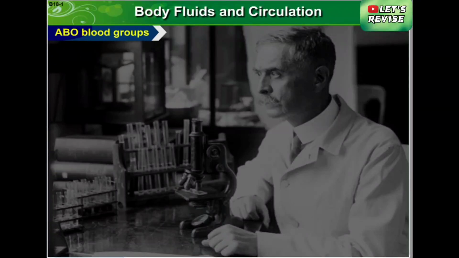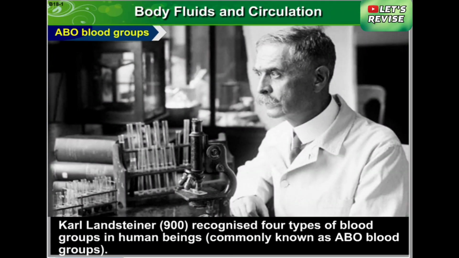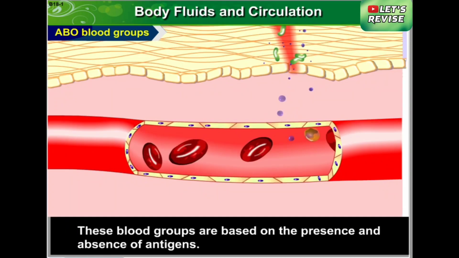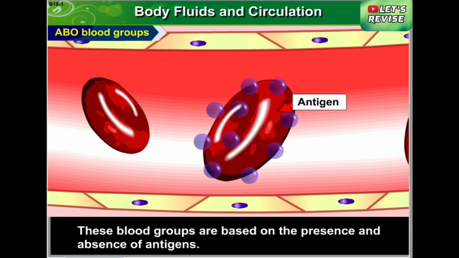ABO blood groups. Karl Landsteiner, in 1900, recognized 4 types of blood groups in human beings, commonly known as ABO blood groups. These blood groups are based on the presence and absence of antigens.